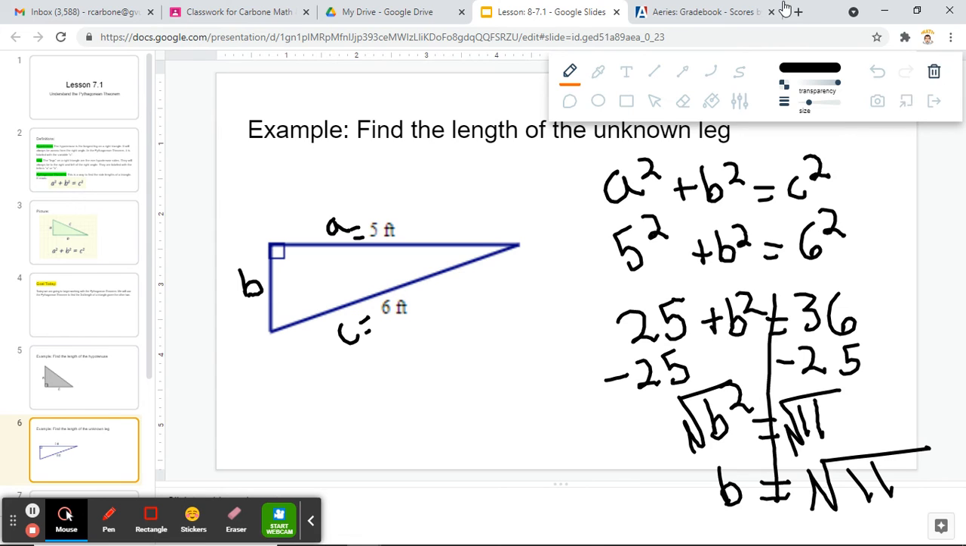Alrighty, so hopefully we're getting the hang of this here. It should be pretty similar to our last one where we're just plugging in numbers.